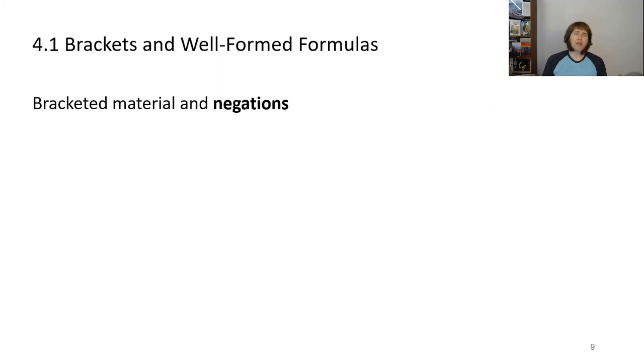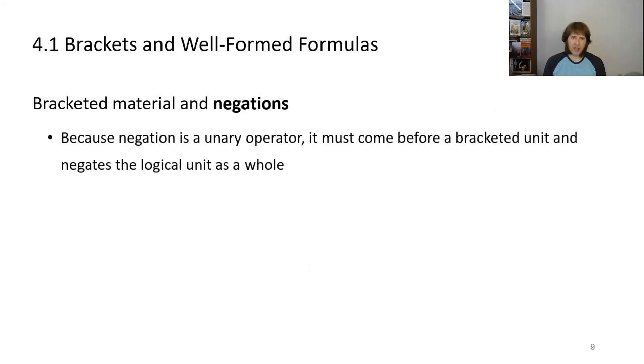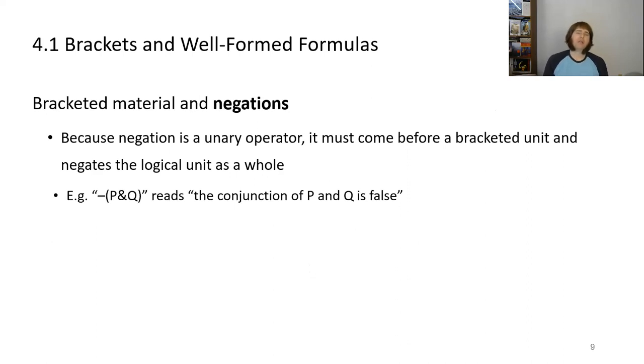Okay, so just a little bit more on negations and how brackets work, and then other operators as well. Because negation is a unary operator, it just applies to one thing. That's just what it means for it to be a unary operator. It must come before a bracketed unit, and it negates the logical unit as a whole when it does so. So look, not (P and Q) really tells us that the conjunction P and Q, because that's what's in the brackets, is false. Now, I've just noticed that on this first line where I say, because negation is a unary operator, it must come before a bracketed unit.